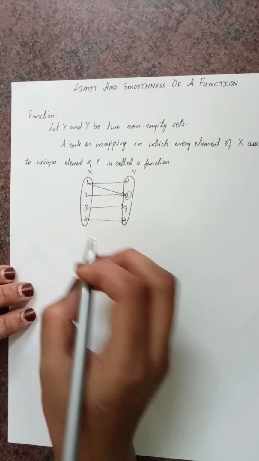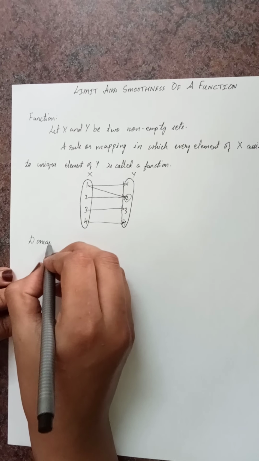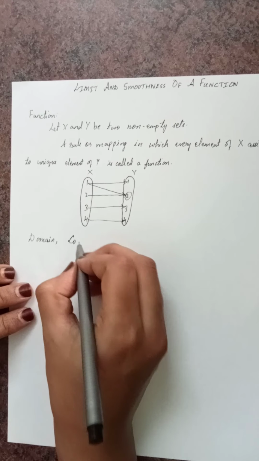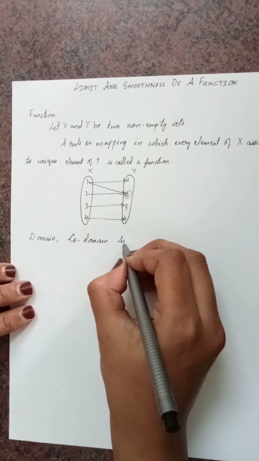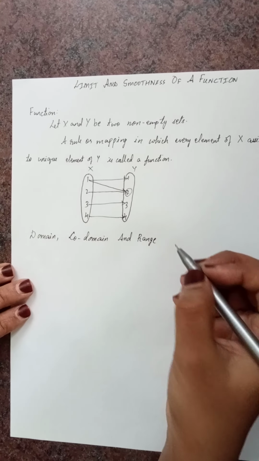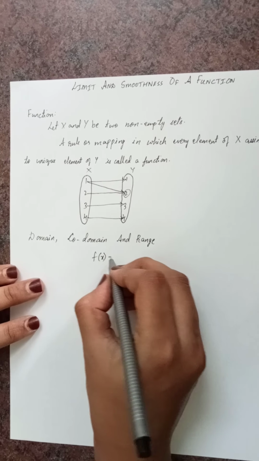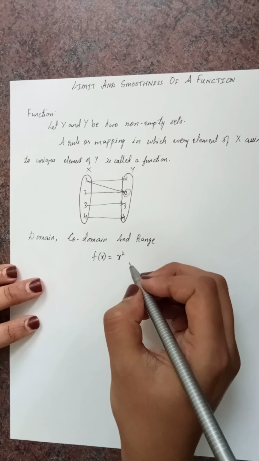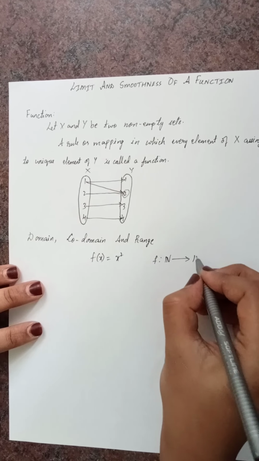So now let us know the other terms. For example, domain, codomain and range. So now I'll define a function f of x as x square, and f maps from natural numbers to real numbers.